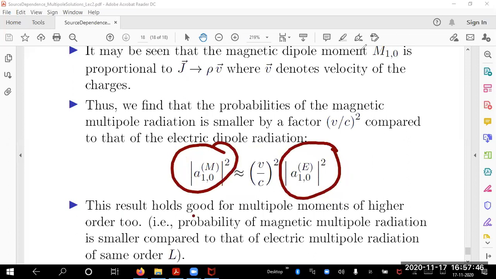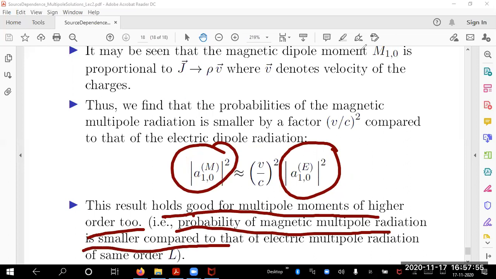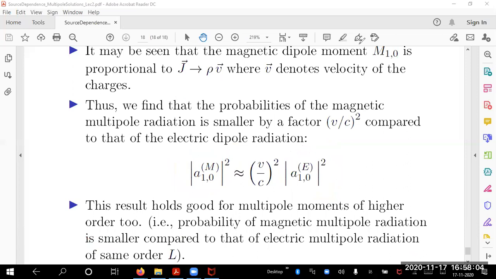This result holds good for multipole moments of higher order too. That is, the probability of magnetic multipole radiation is smaller compared to that of the electric multipole radiation of the same order L. If you remember, I had mentioned it during my selection rules. Okay, this is all that I have today.